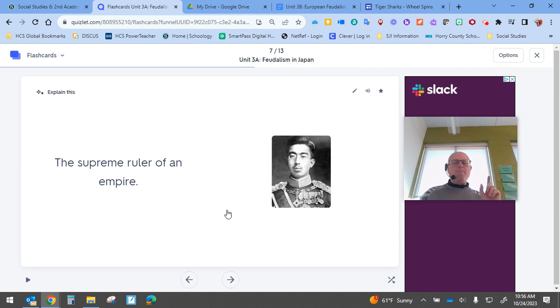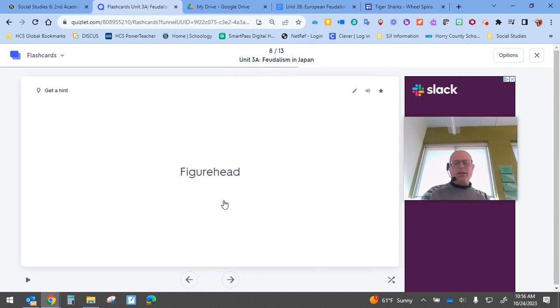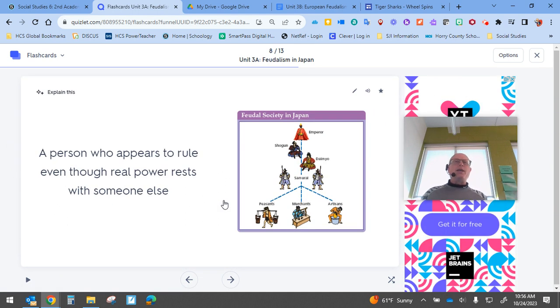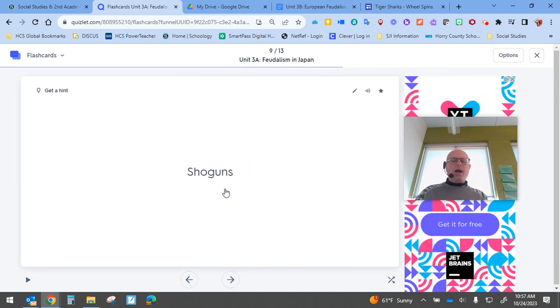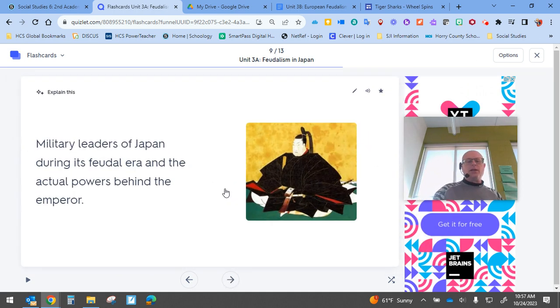However, well, that'll be the next word, but he is the supreme ruler, but he was a figurehead, which means he was symbolic power. He was considered a living god, and so he appeared to be in rule, but was not. Shoguns, these are the military leaders of Japan, the dictators. These are the people with actual power.